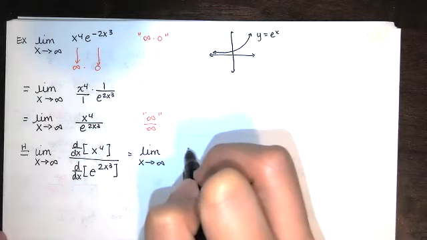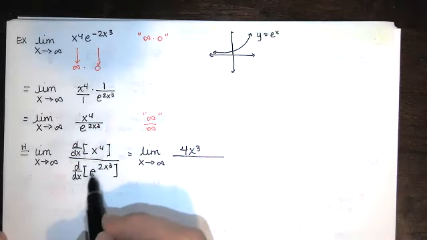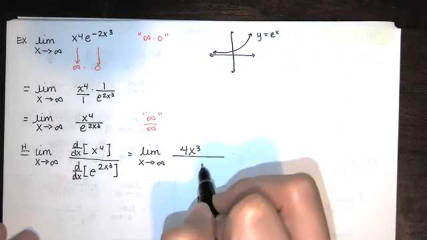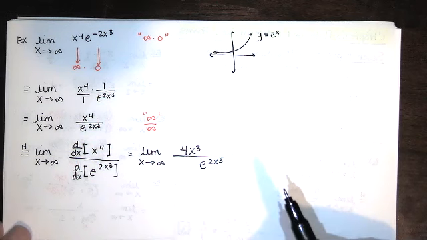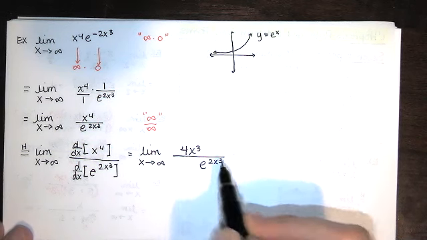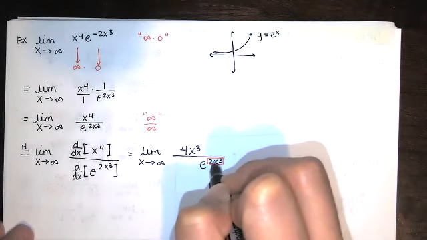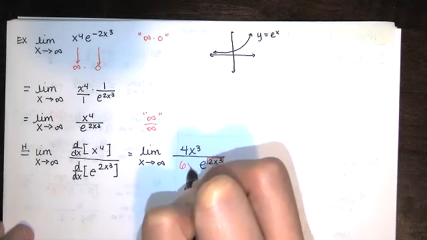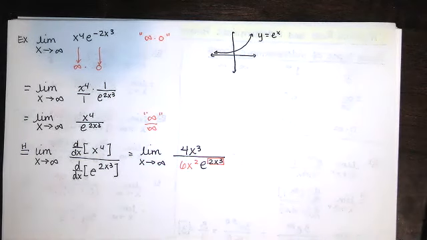The derivative of x to the 4th is 4x cubed. The derivative of e to the 2x cubed is e to the 2x cubed times the derivative of the inside by the chain rule. The derivative of the inside function is 2 times 3, which is 6, times x to the 1 less power, so that's 6x squared.